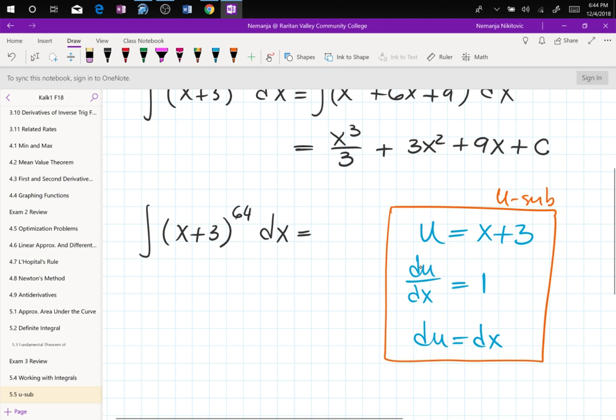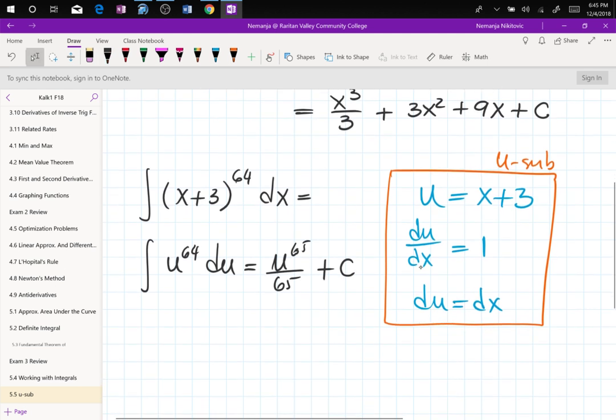So now, my new integral is u to the 64 du. And this should be a joke to solve. It's just u to the 65 divided by 65 plus c. Remember, plus c is not there for decoration. We have to have that.